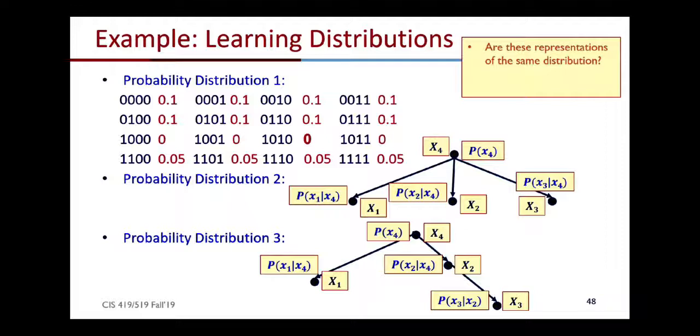But remember, what is a probability distribution? It's just a function, right? It's a function that maps a tuple of size 4 in this case, x1, x2, x3, x4, to a number between 0 and 1. So what does it mean for two functions to be the same?